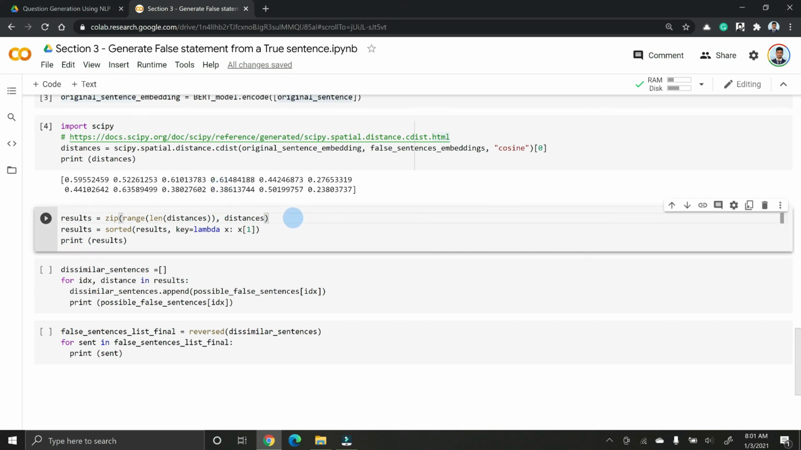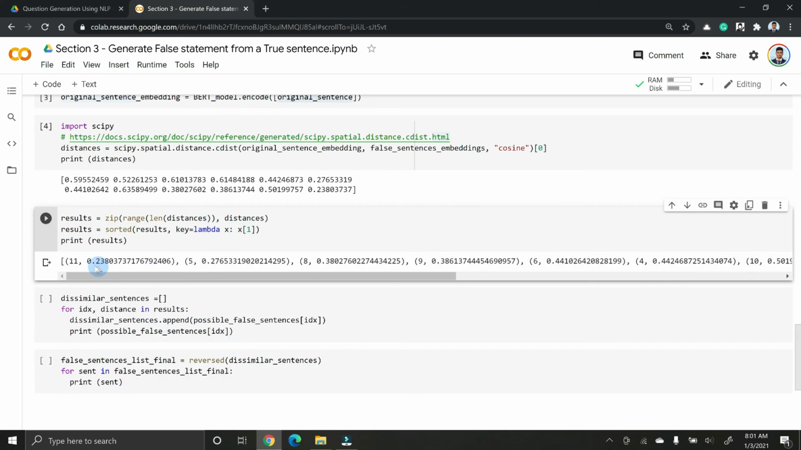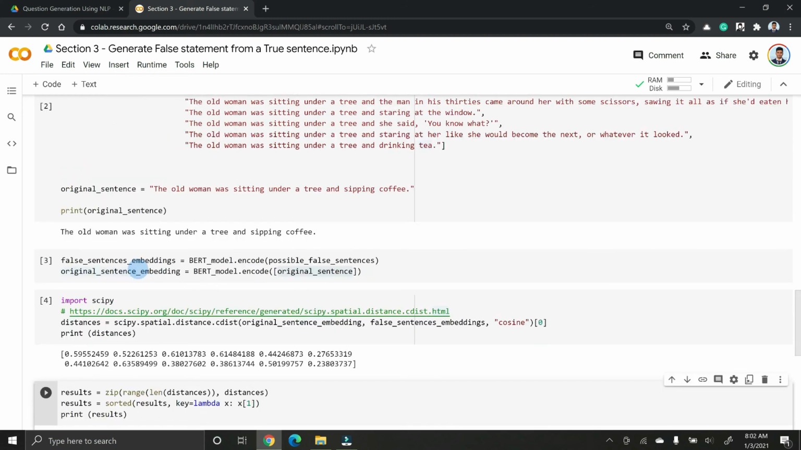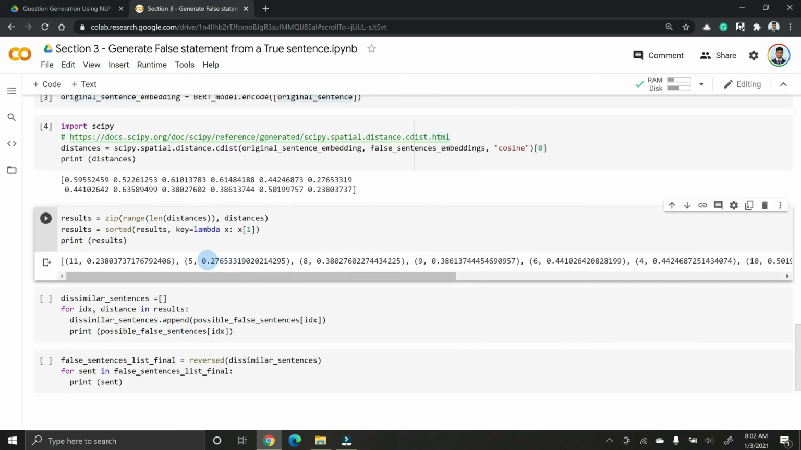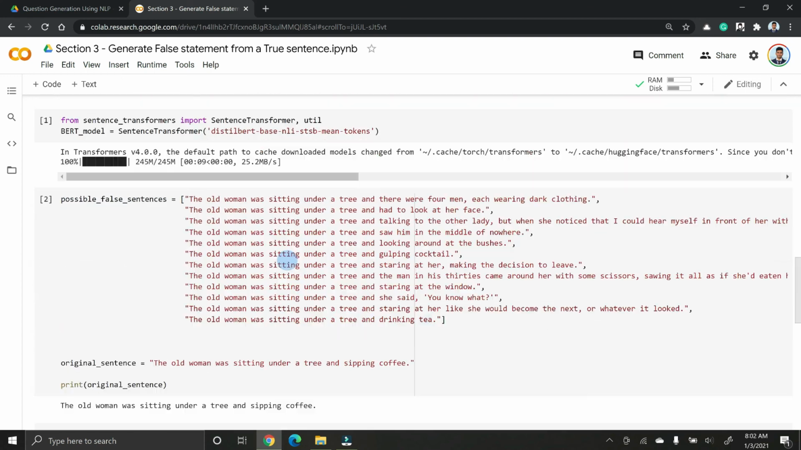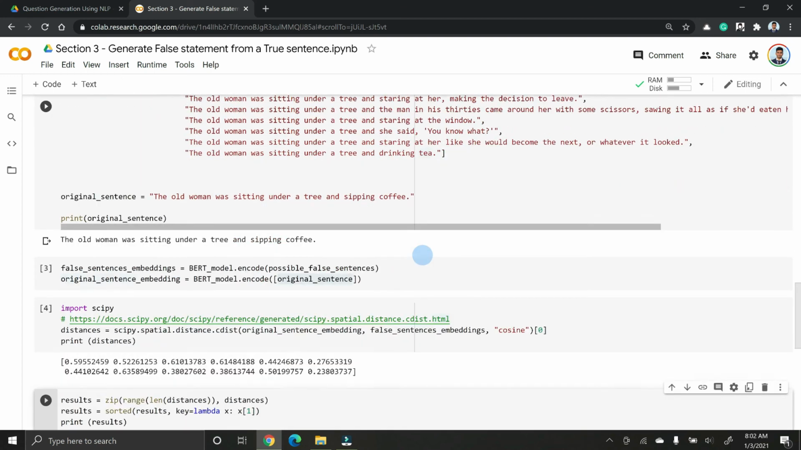Here in this first line, I am just collecting all the sentence indexes 0 to the length and also the values of its cosine distance from the original and just putting them in a zip file. Now in this line I am just sorting results by the key, which is the cosine distance, and just printing them out. So you can see that the 11th index has the least value. So 11th here stands for drinking tea, and the next one is 5th. So 5th here stands for gulping cocktail.